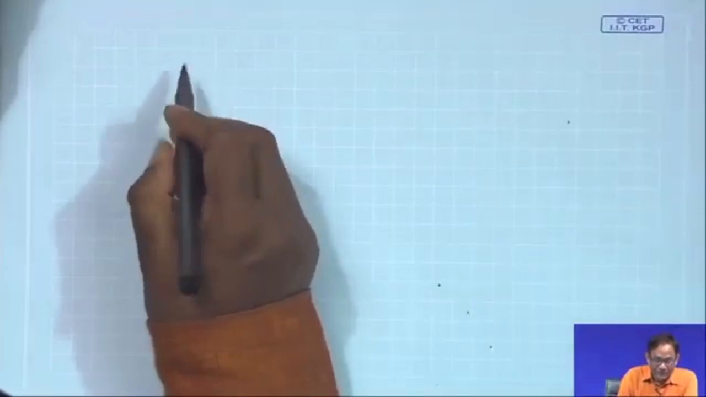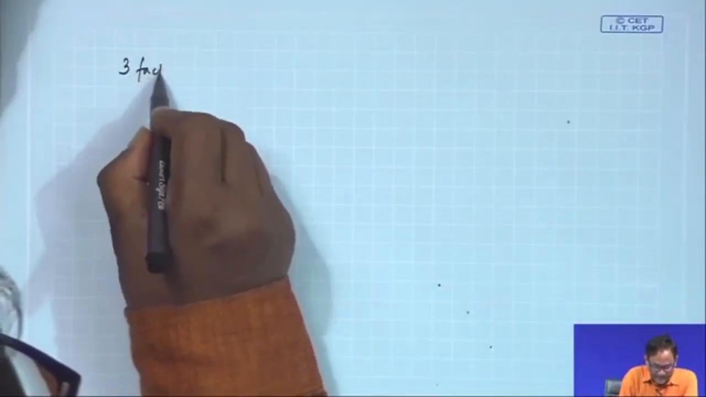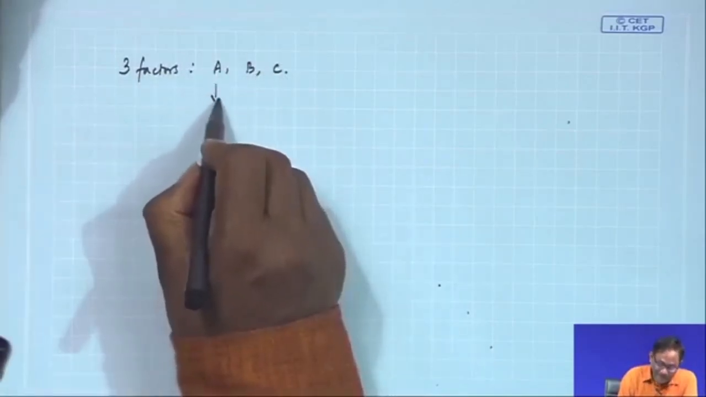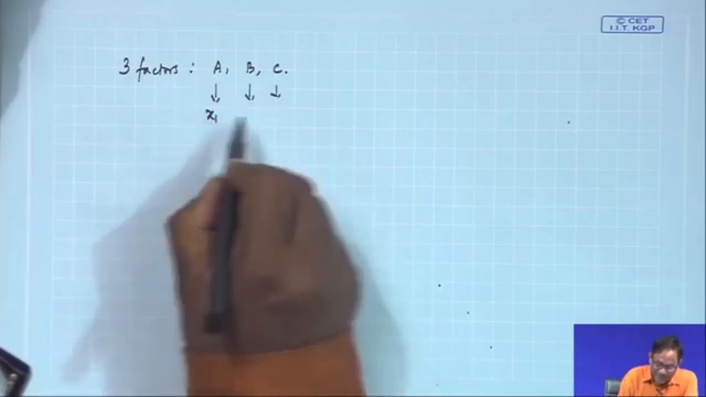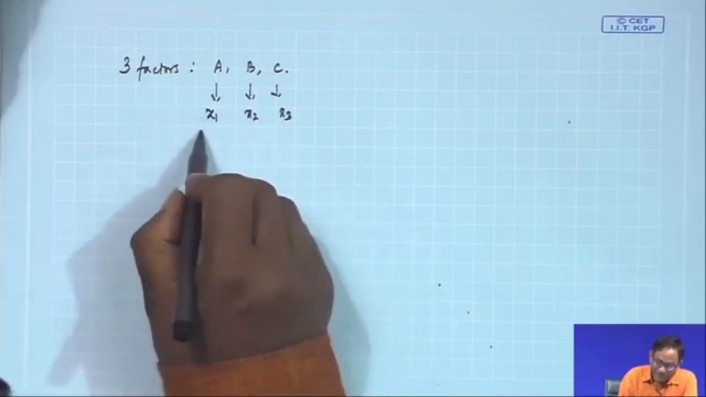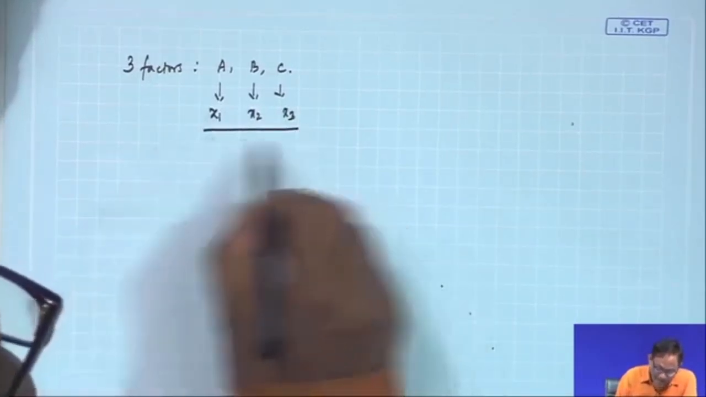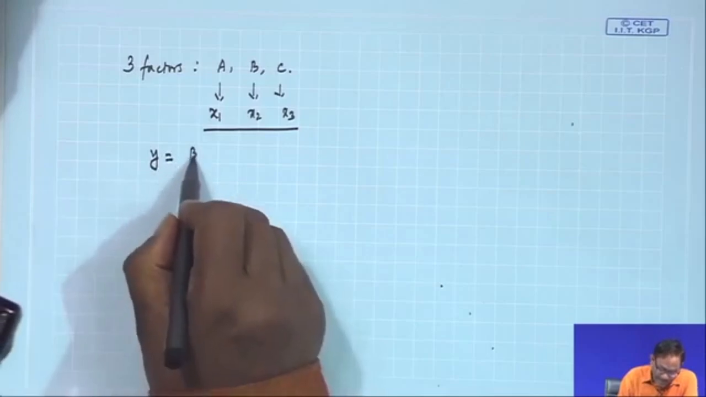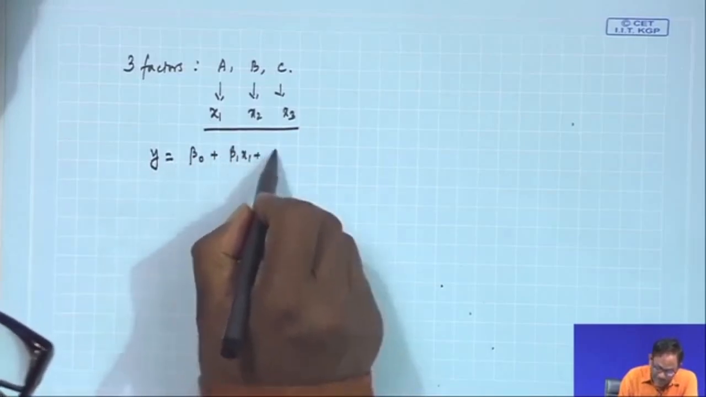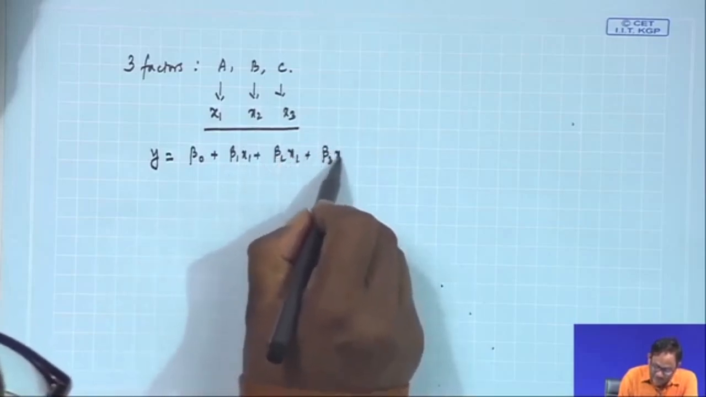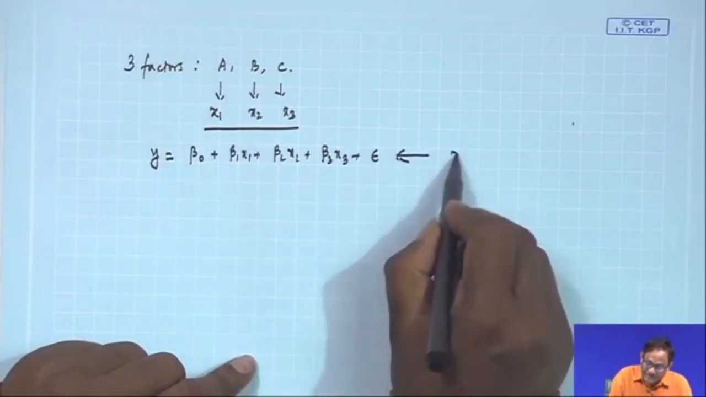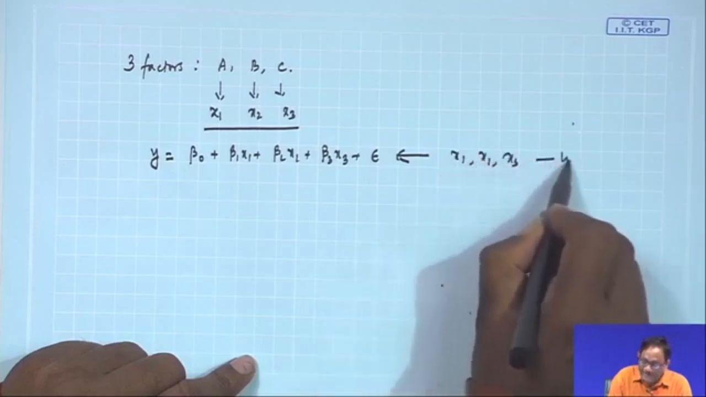In multiple linear regression, suppose we have three factors A, B and C. Let them be measured on a continuous scale, and we call them x 1, x 2, x 3, and our quality variable is y. So, I can write the linear regression like this: y equals beta 0 plus beta 1 x 1 plus beta 2 x 2 plus beta 3 x 3 plus epsilon. So, this is also an MLR, but here x 1, x 2, x 3 are independent.